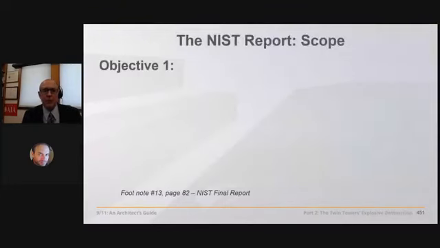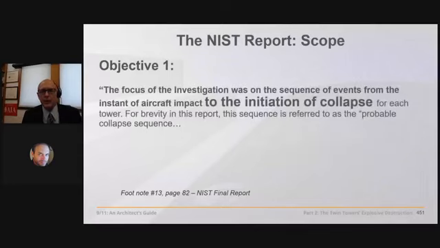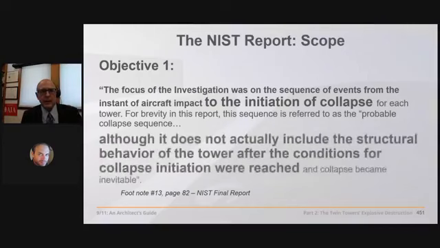But they had their own objective, which is hidden in footnote 13 on page 82. "The focus of our investigation was on the sequence of events from the instant of aircraft impact to the initiation of collapse." What? "It doesn't actually include the structural behavior of the towers after the conditions for collapse initiation were reached."